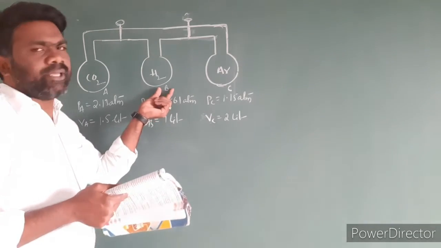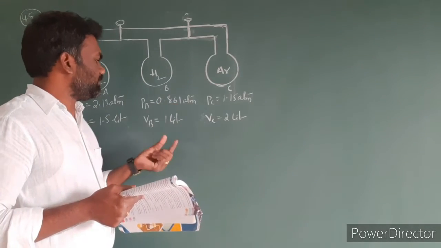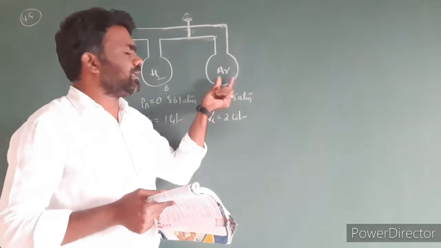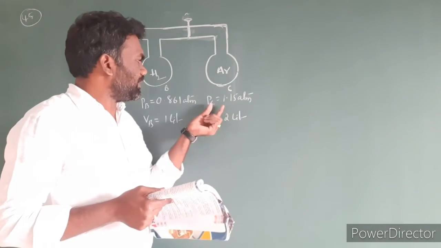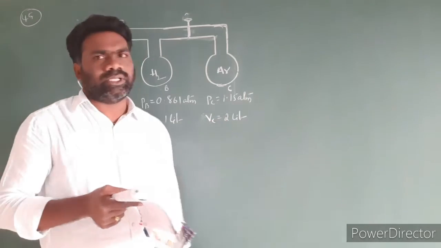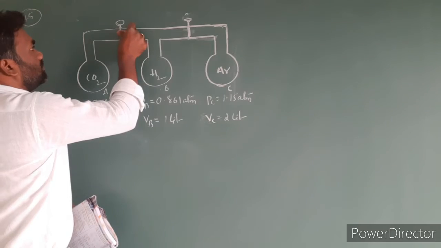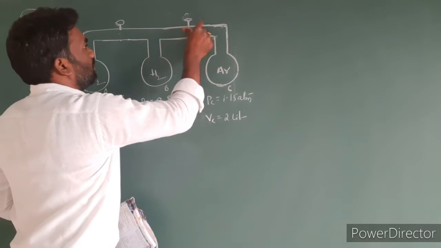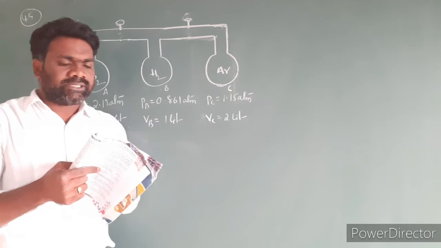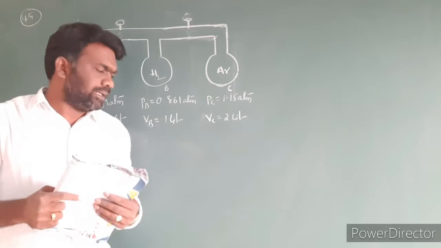Next, in bulb B, hydrogen gas is filled. Its pressure is 0.861 atmosphere and its volume is 1 liter. And in bulb C, argon gas is filled. Its pressure is 1.15 atmospheres and its volume is 2 liters. Then all the stopcocks are opened. When all the stopcocks are opened, we have to calculate the pressure in the bulb B.